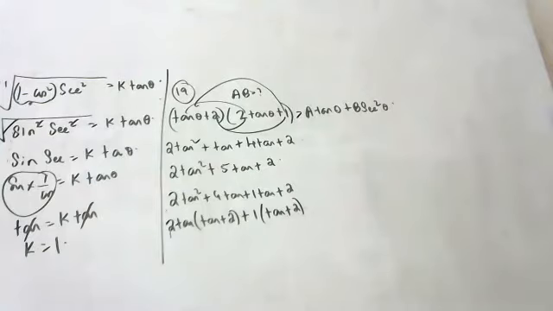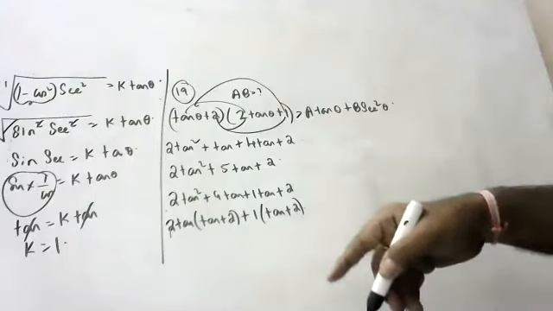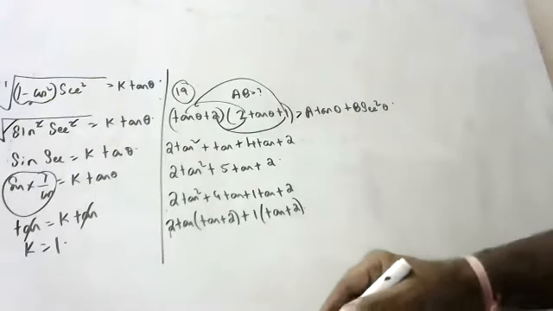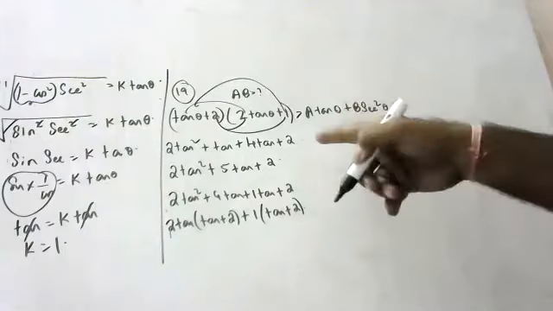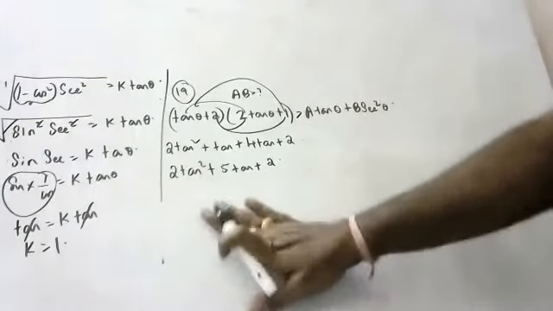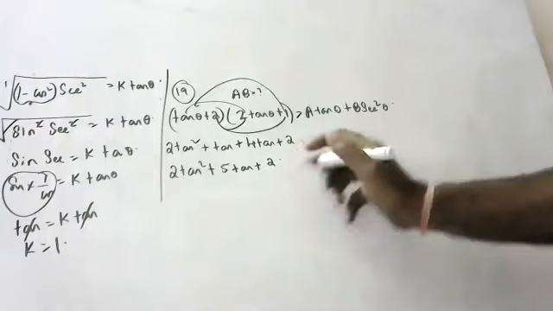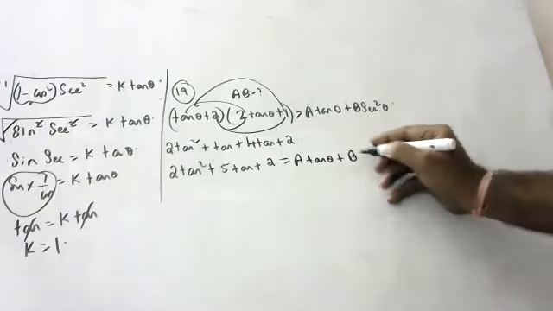Okay, children. So what is happening, children? But what he is asking here, tan theta, secant square. Okay, no problem, we'll do it, children. Of course, we can do like this also, but we have to go according to the question. He is asking a tan theta plus b secant square theta.